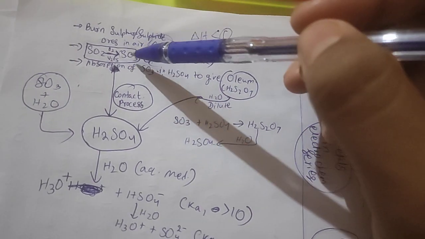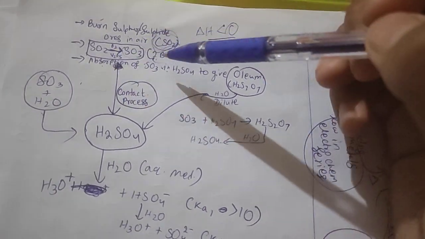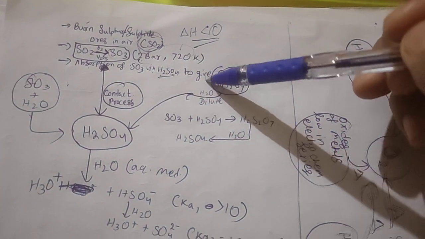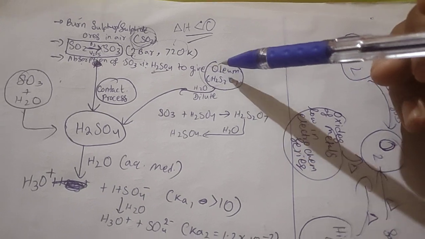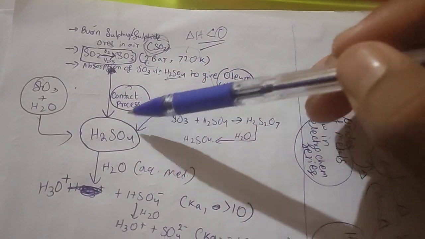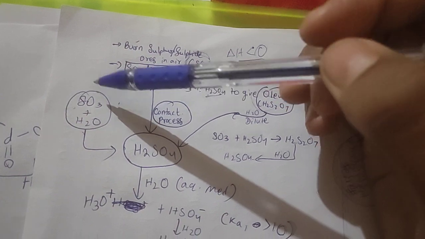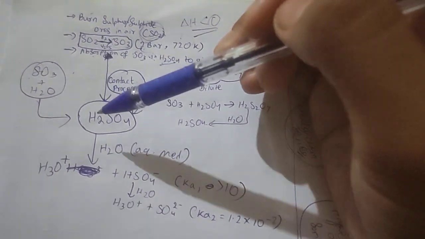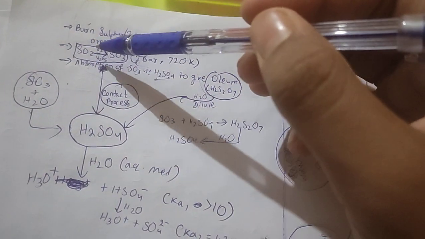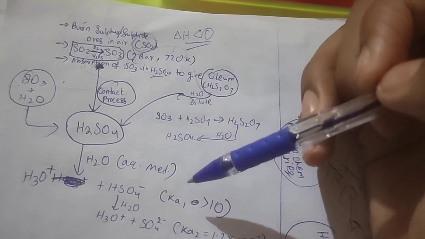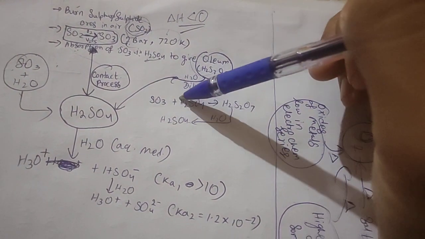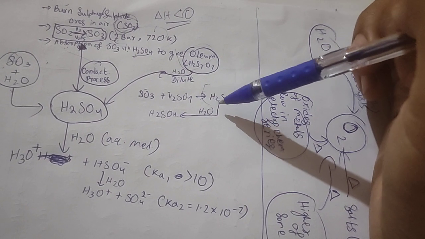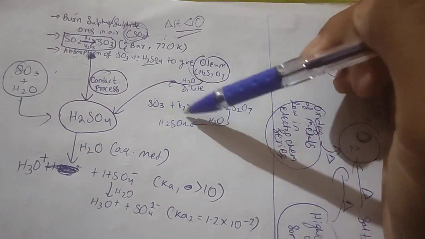Now the SO3 we got here, we just absorb it in concentrated H2SO4 solution to form oleum, and when this oleum is diluted we get H2SO4 again. Now SO3, if we treat with water, also gives H2SO4, but in the contact process we absorb it in concentrated H2SO4, right? Okay, see here in the reaction it is written, it transforms into oleum, and then after dilution it transforms into H2SO4.